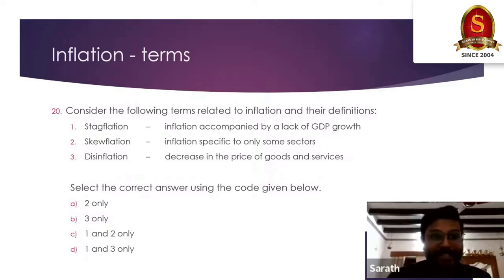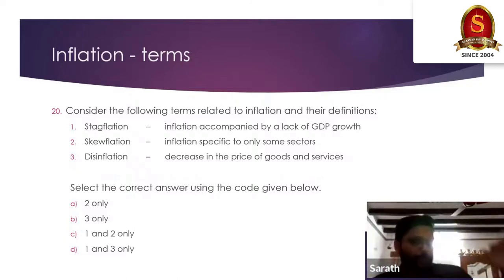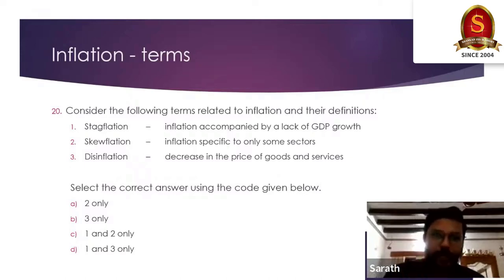Then you have disinflation. Disinflation is different. Deflation is different. What is the definition given there for deflation? Decrease in the prices of goods and services is deflation. What is disinflation? Decrease in the rate of inflation. Let's say in India, there is inflation of 8%. But we want inflation to be brought down to 4%. If we bring down the rate of inflation, it doesn't mean that the price is falling. It means that the rate of growth of the price of the commodity is falling, not the price of the commodity itself.